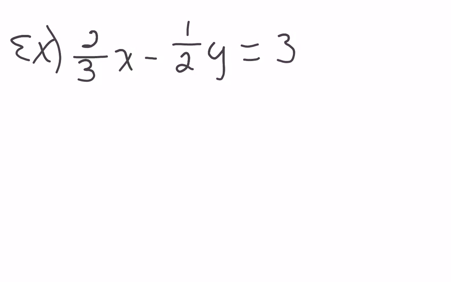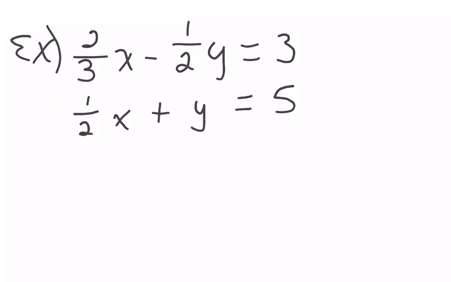All right, so the first example is 2/3 x minus 1/2 y equals 3. And then 1/2 x plus y equals 5. So our first step, and this one, some of them will ask you just what is the equivalent system, and some will actually just ask you to solve them. So in this case, they're asking what is the equivalent system. So what does that mean?